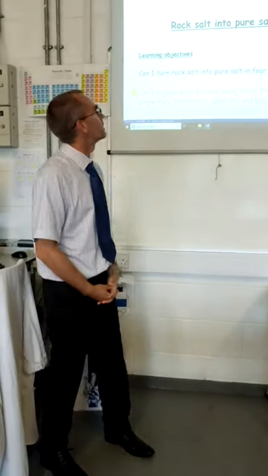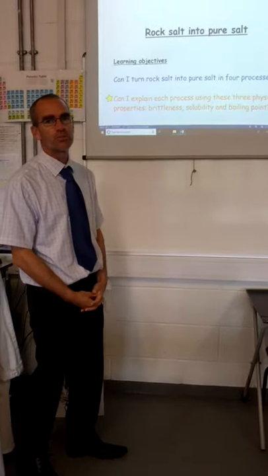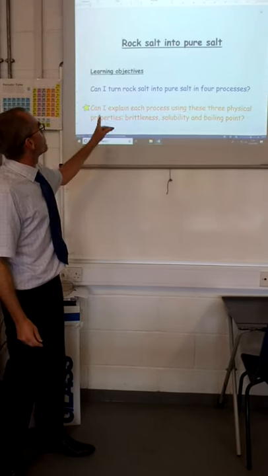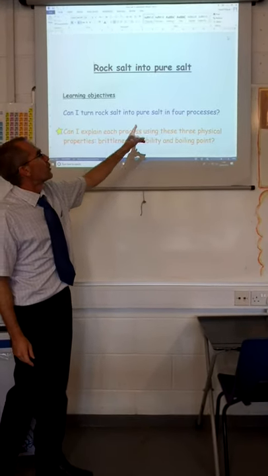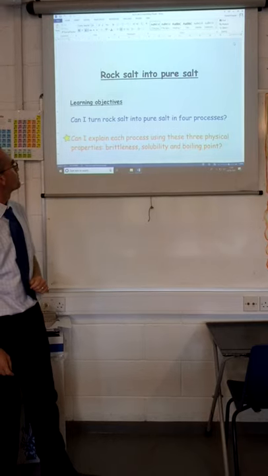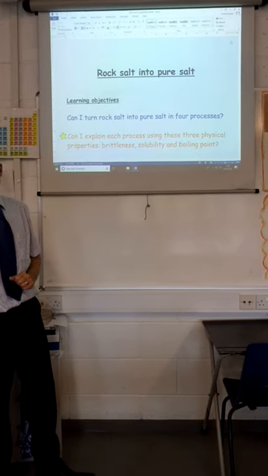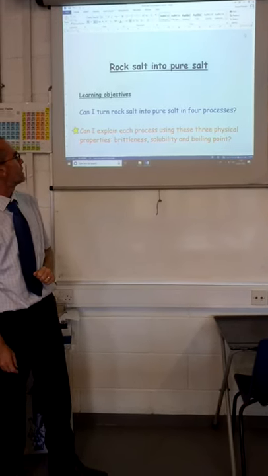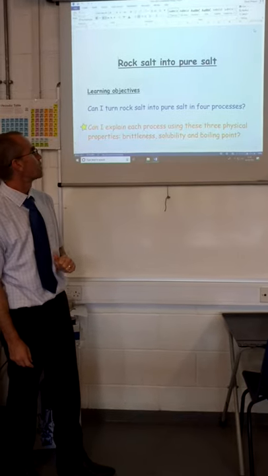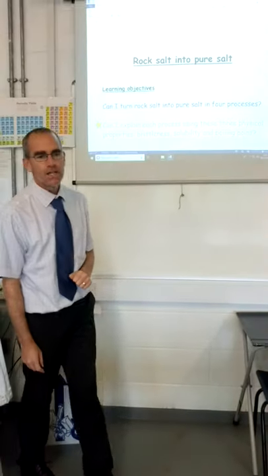This afternoon we're going to be looking at how to turn rock salt into pure salt. So the objective: can I turn rock salt into pure salt in four processes? And then can I explain each of those processes using the three physical properties: brittleness, solubility, and boiling point?